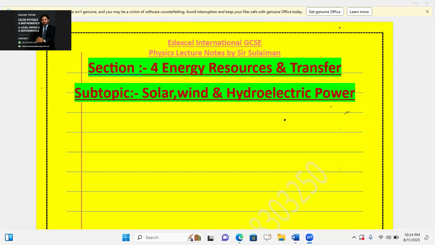Today we will move towards energy resources and transfer. The subtopic is solar, wind, and hydroelectric power. Before that, I will say that in past papers, the questions mostly ask about the benefits, advantages and disadvantages of solar, hydroelectric, wind, thermal energy and geothermal energy.